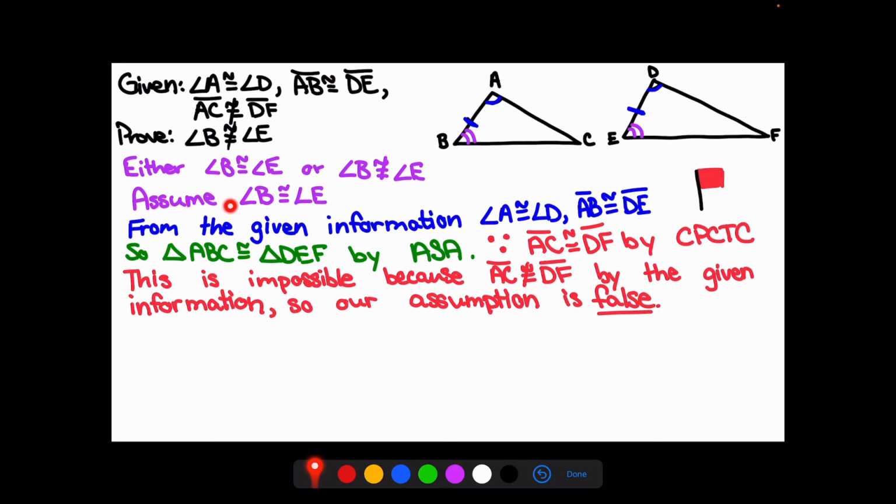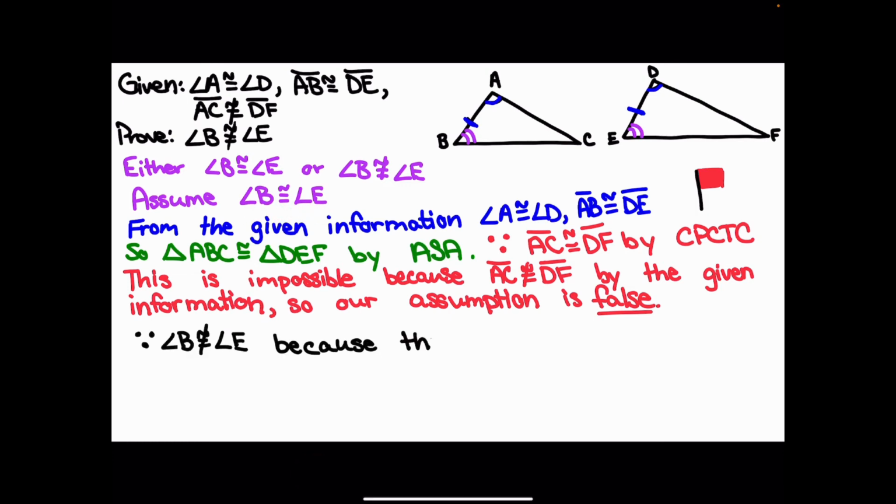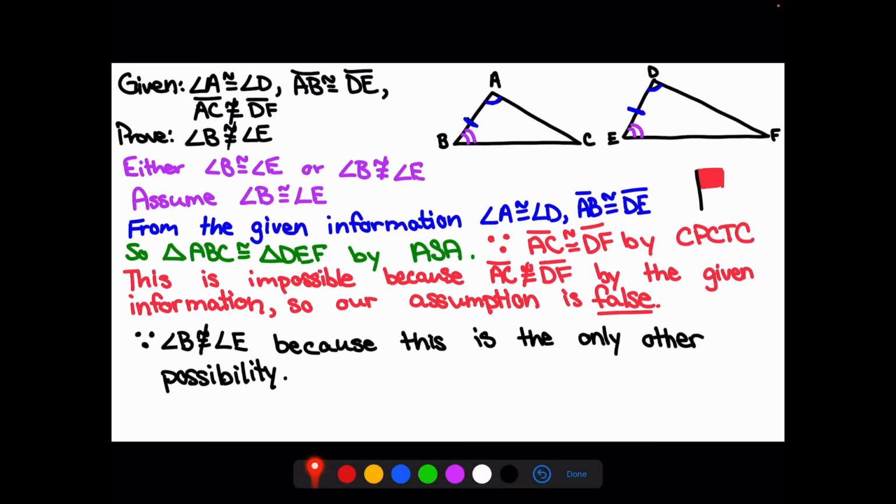So this assumption that angle B is congruent to angle E is false because we ran into a contradiction, which means that if our assumption is false, angle B cannot be congruent to angle E. That's the only other option here. So since that's our only other option, angle B must not be congruent to angle E, and our proof is complete. So that's what an indirect proof will look like.